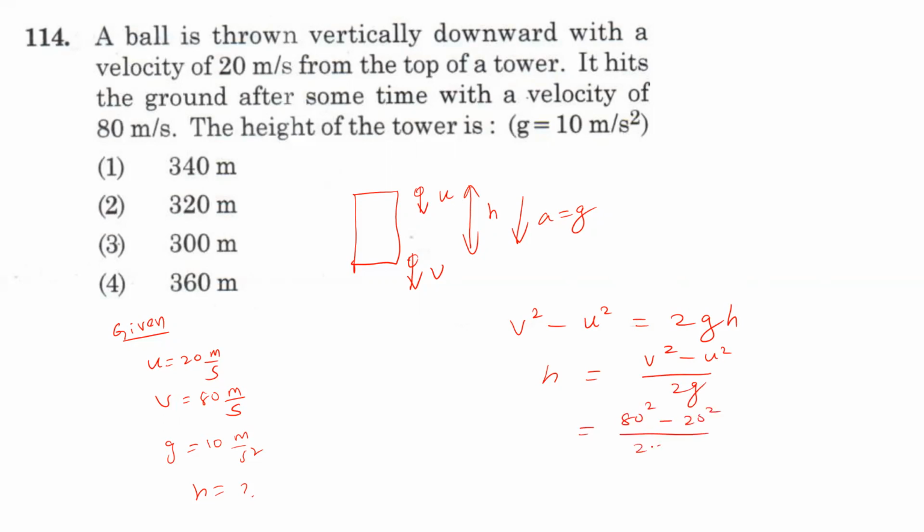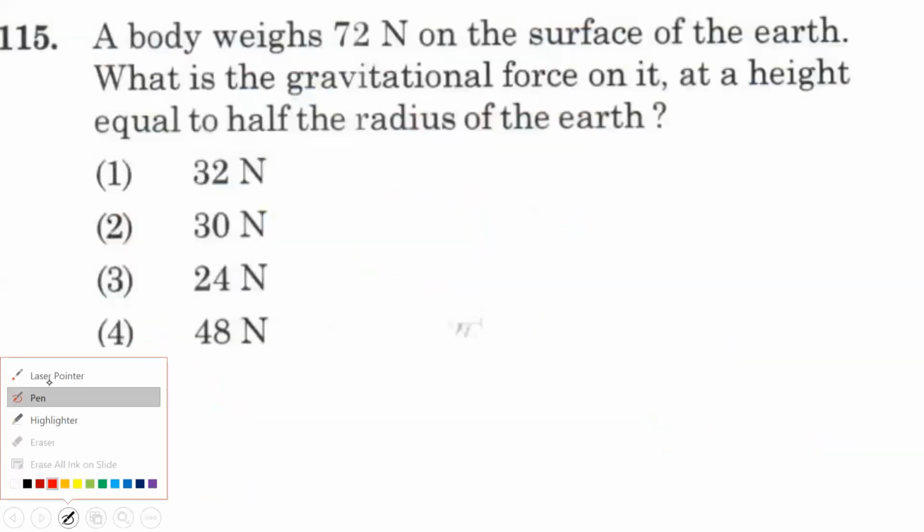divided by 2 into g, which is 10. Now 80 square is 6400 minus 20 square is 400, divided by 20. 6400 minus 400 is 6000, divided by 20. If we cancel the zeros and cancel 2 into 600, we get 300 meters. For the 114th question we get 300 meters. The third option is correct.